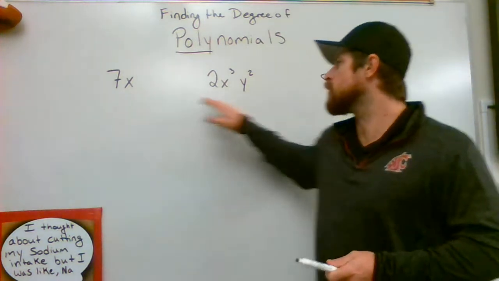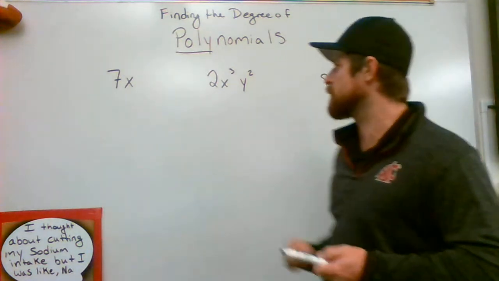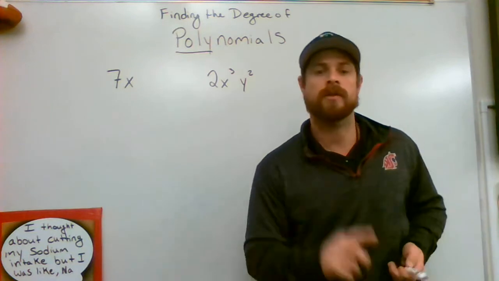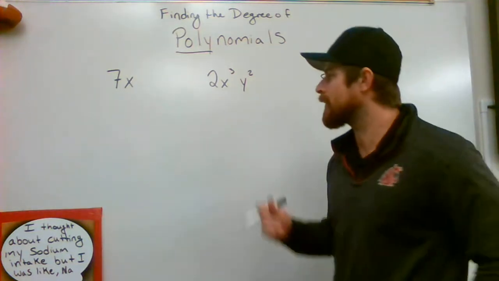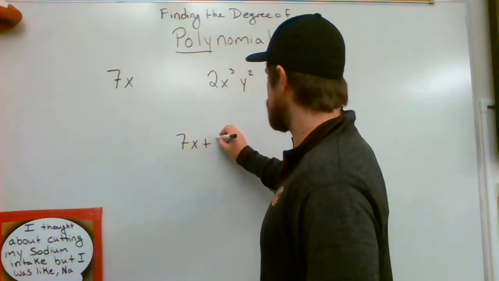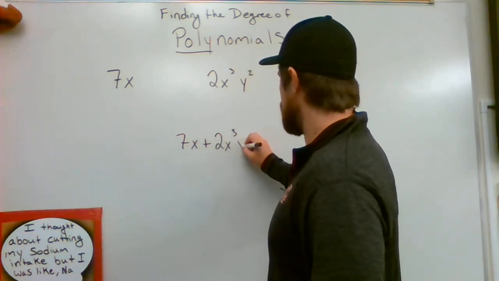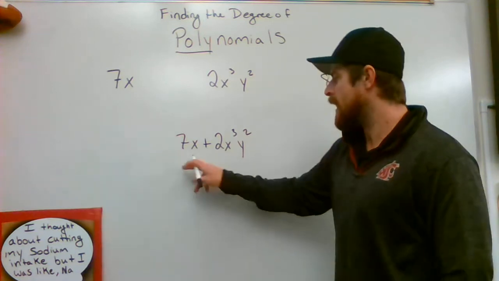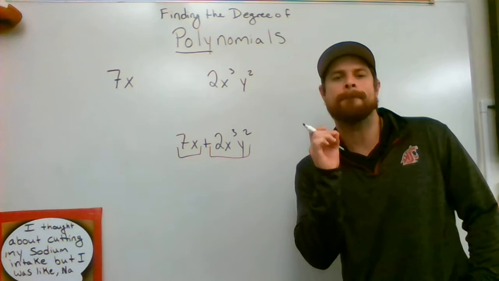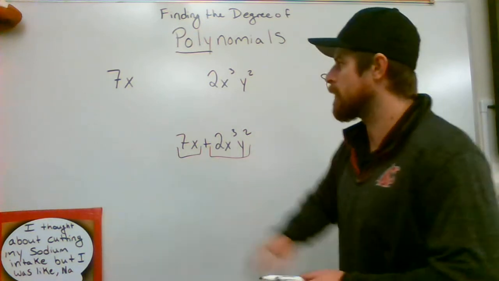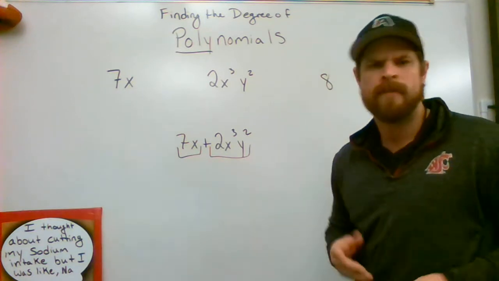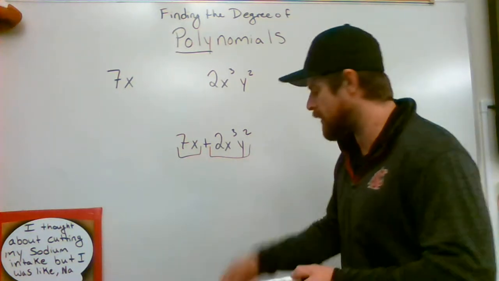Now, each one of these, you don't see many terms. You see one term, and one term. And because it's one term, we call that a monomial. Now, if I were to put two of these together through addition, 7x plus 2x to the third times y to the second power, I now have two terms, and we would call that a binomial. Now, we have monomials, singular, binomials, two terms, and if I had three, we call it a trinomial, etc.